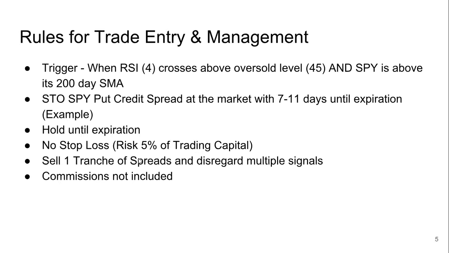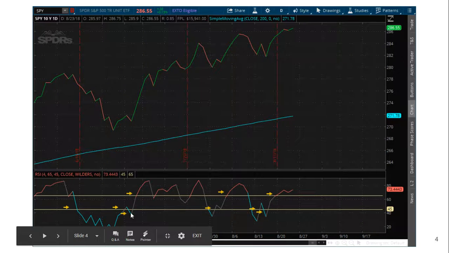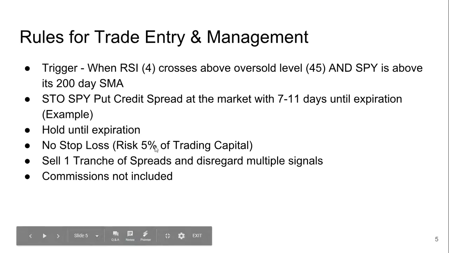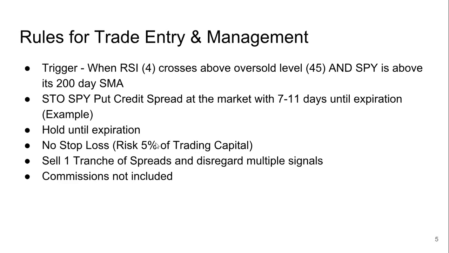Now what this means is, if we have a $10,000 account, which is what the study hypothetically assumed as a starting balance, 5% of that would be $500. So we would sell $500 worth of $1 wide put credit spreads, and we would disregard multiple signals. So if we had a couple of signals within 2 or 3 days, this second, third, or fourth signal that would pop up would not be taken, because we're only going to risk 5% of our trading capital in any one particular instance or at one time, and commissions were not included.